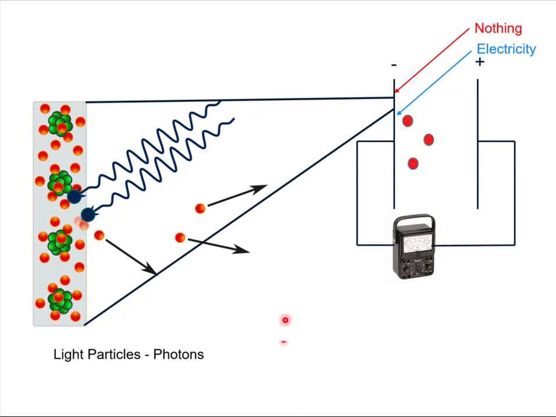Now let's go back over here. We've got loose electrons floating around. Electrons are negatively charged. That plate is negatively charged, and that plate's positively charged. So they're going to get pushed away from that negative plate and toward that positive plate. And so now we're moving electrons. Moving electrons is oddly enough called electricity.